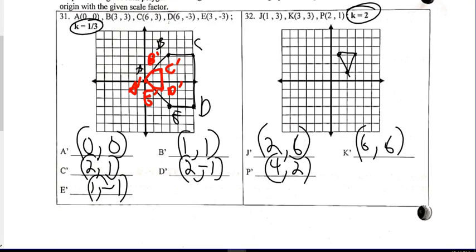Where do those go? 2, 6. That's J prime. 6, 6. That's K prime. And 4, 2. That's P prime. And there we have a bigger triangle, a prime, bigger triangle. And that's your review.